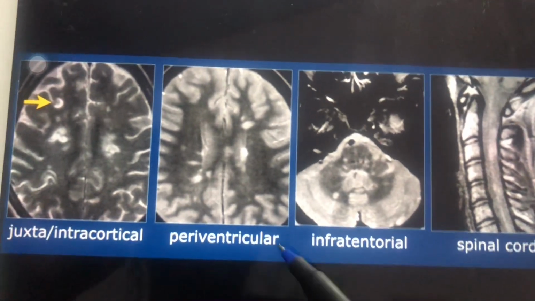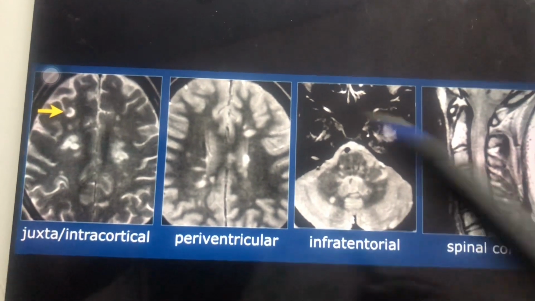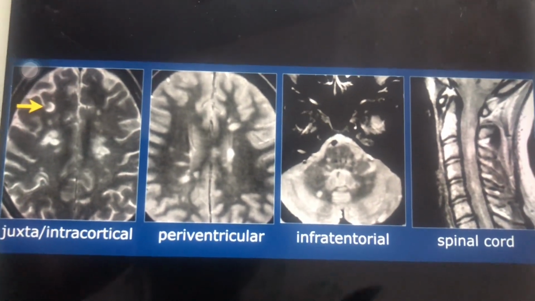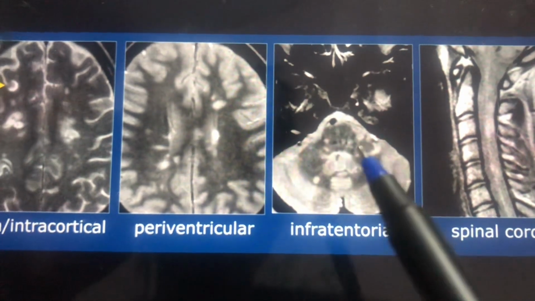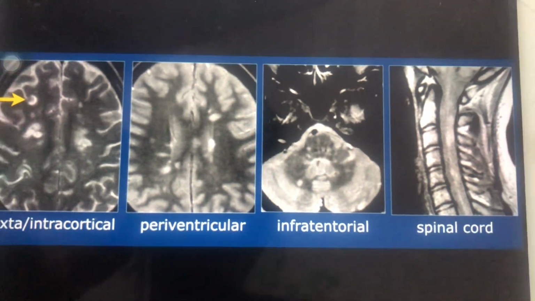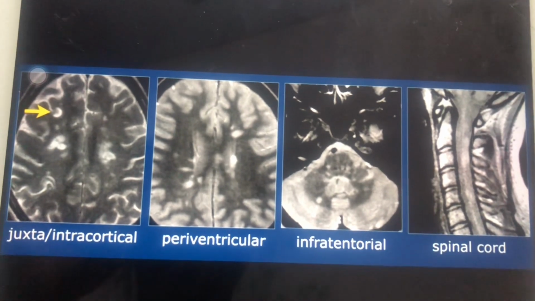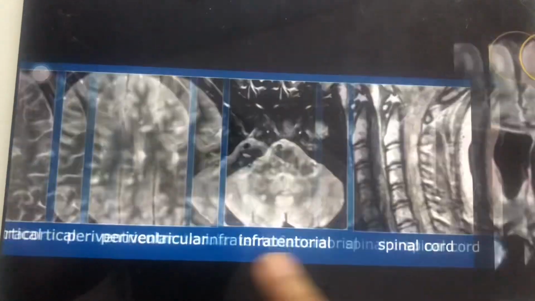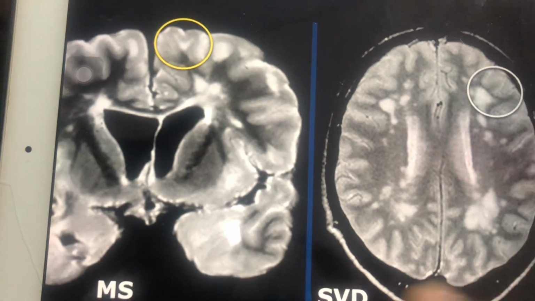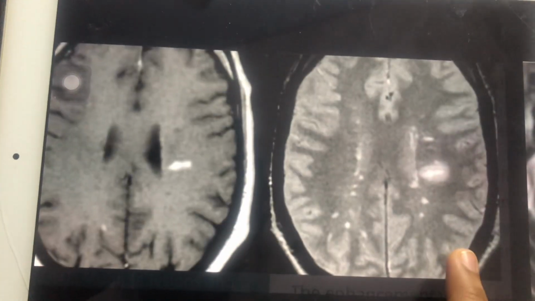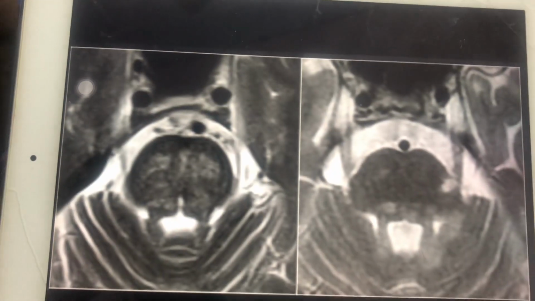And the fourth location is infratentorial, which is the brainstem and the cerebellum. Usually they are small lesions and they're located peripherally. And the fourth, of course, is those in the spinal cord. We look at the criteria for spinal cord separately. Okay, so juxtacortical, periventricular, infratentorial, and spinal cord.